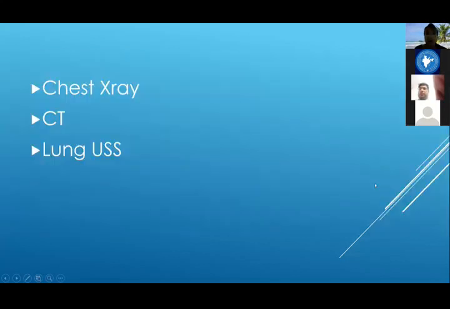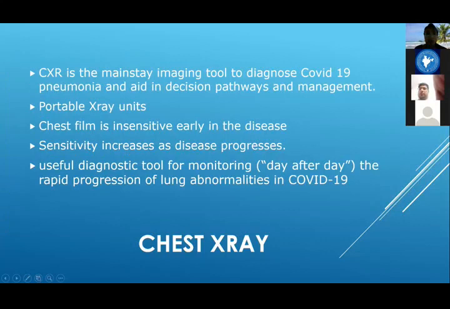So coming to the chest X-ray, that is the mainstay imaging tool to diagnose COVID-19 pneumonia and aid in decision pathways and management. The advantage of chest X-ray is that, because we are using a portable X-ray unit, we can keep a dedicated portable X-ray unit for the COVID ward or the COVID ICU, so that there is very little chance of contamination and less chance of spread of infection. We can keep a plastic cover over it, and it's very easy to disinfect also. And we don't use that portable X-ray unit for other patients. That is the main advantage.